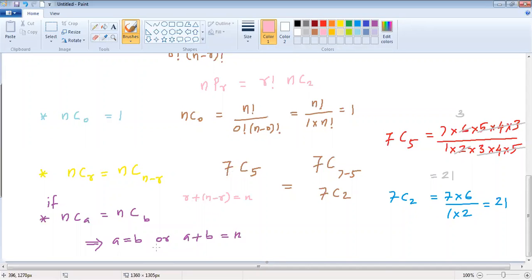So 7C5 and 7C2 are same. You can see that 5 and 2, 5 plus 2 is 7. So that is what it says. NCA is equal to NCB, then A and B are equal, or A plus B should be equal to n. This is another important property of combinations.